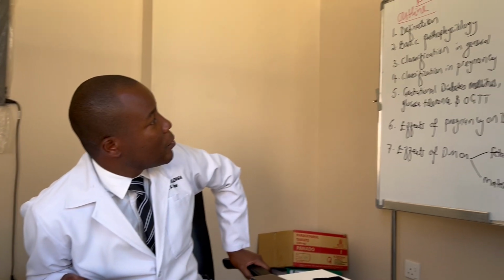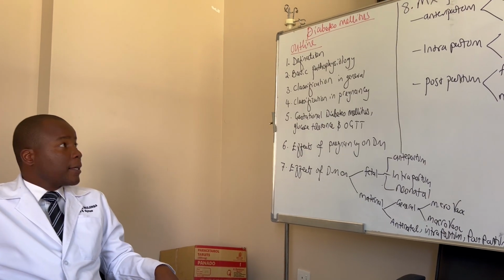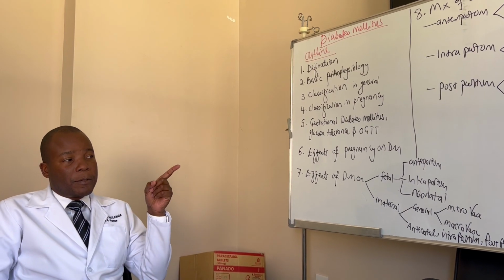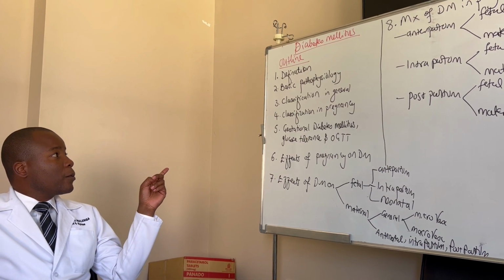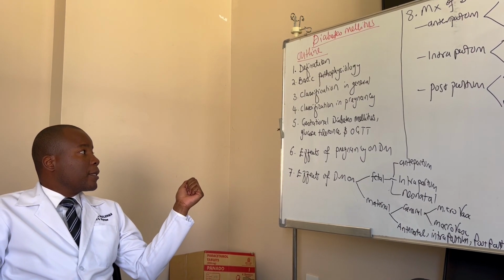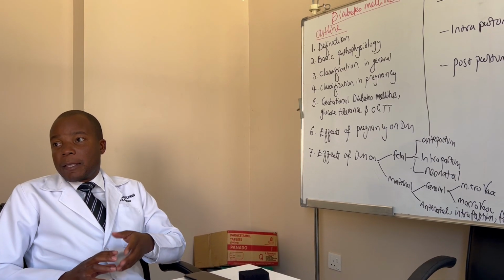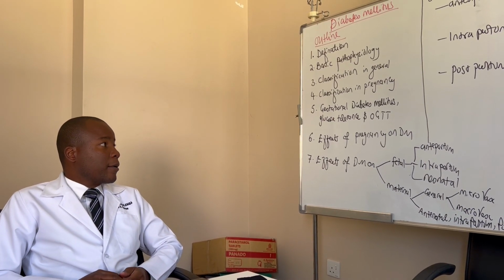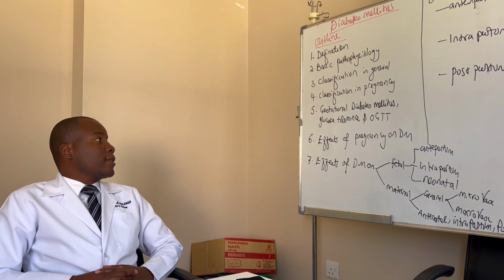So, let's start with our course outline. We'll look at the definition of diabetes mellitus, then the basic pathophysiology, which makes reference to a very simple and basic diagram that I've drawn. Then we'll look at classification, both in general and in pregnancy. Then we'll narrow down on gestational diabetes mellitus, and what exactly is glucose tolerance, or indeed intolerance, and what is the oral glucose tolerance test.